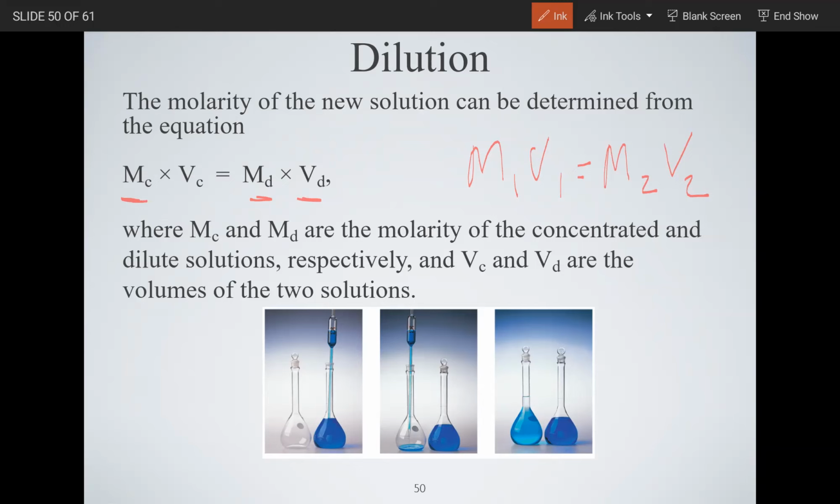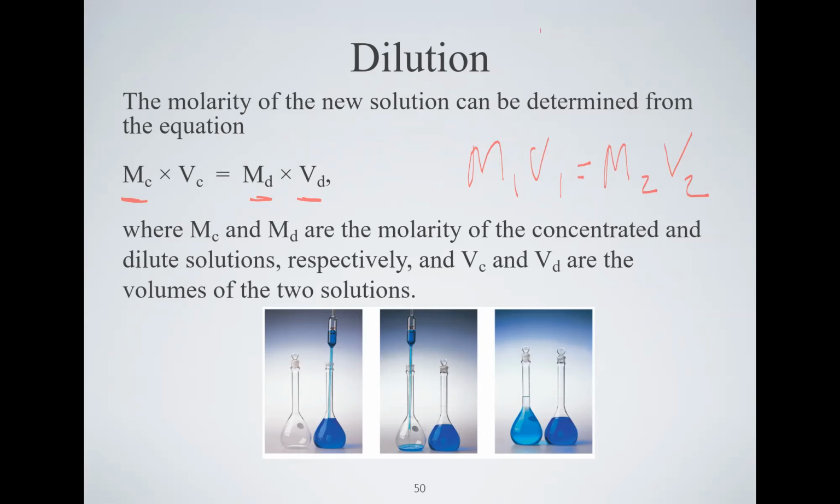So what we would be solving for is VC. We're determining how much of that initial solution we need to transfer before we dilute it up to the mark with the rest of that solvent. That would be what we're doing in a lab. But we can use this equation to solve for any of those variables, provided that we have the other three.